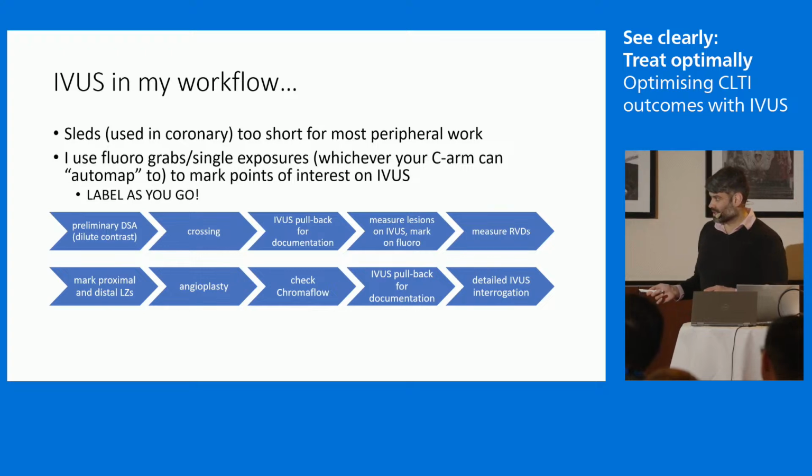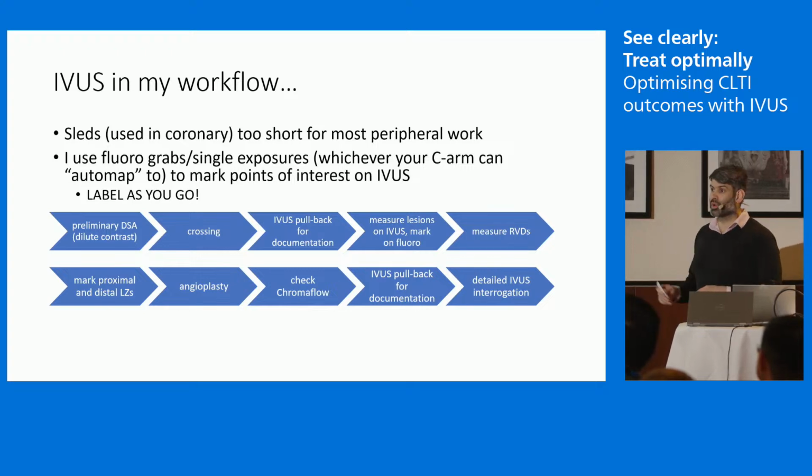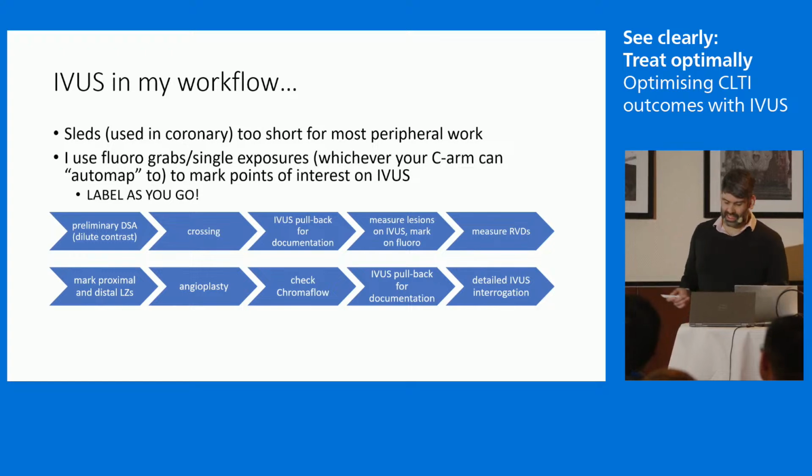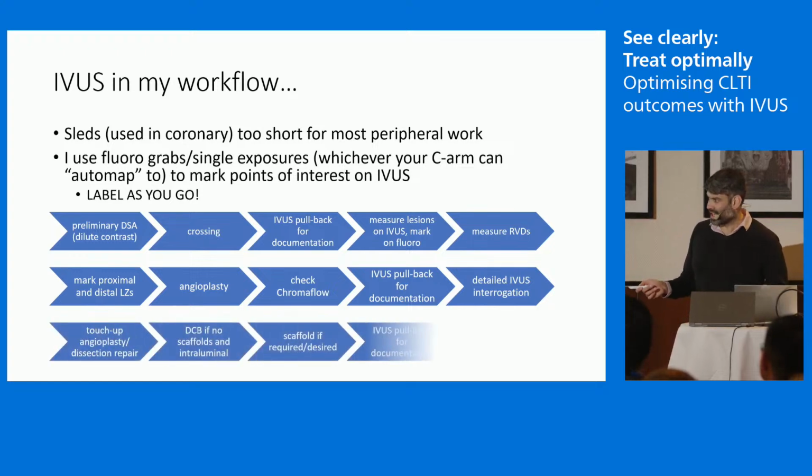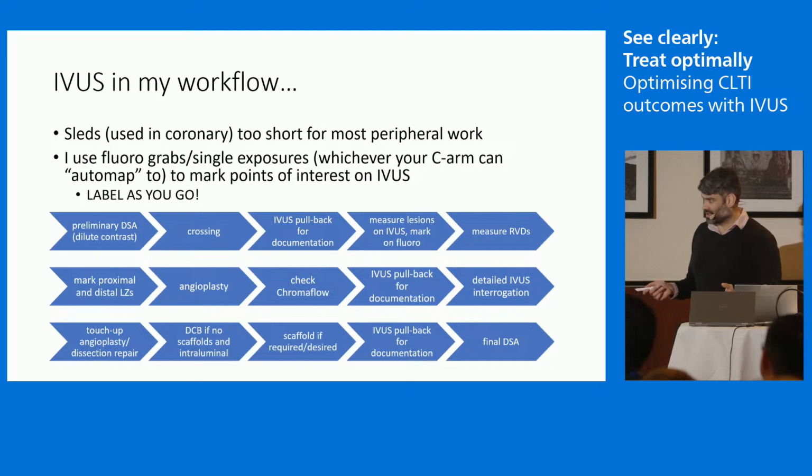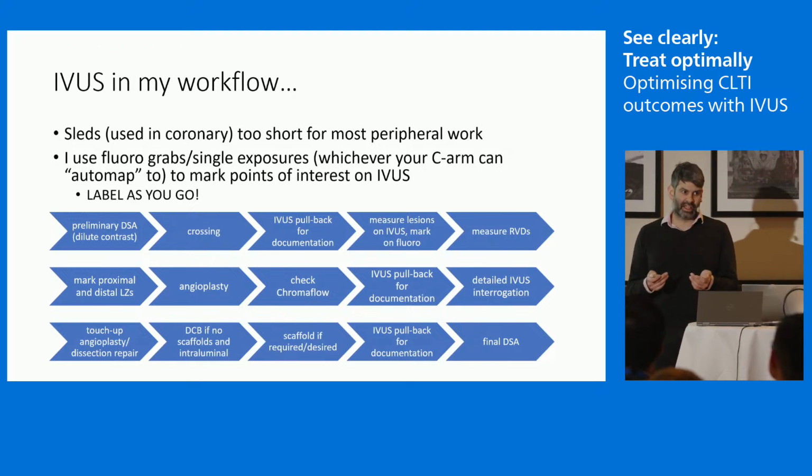Then we do our angioplasty, check the chroma flow, put that qualitative Doppler on to make sure the flow is still running, do another IVUS, and look in detail to see, are there any areas where we need a touch-up angioplasty? Is there a dissection that needs a repair? If we don't need any stents, and if we're looking intraluminal, DCB. If we need a stent, we stent. Final IVUS, and then only when we're happy with the IVUS do we do a final DSA to document the flow.